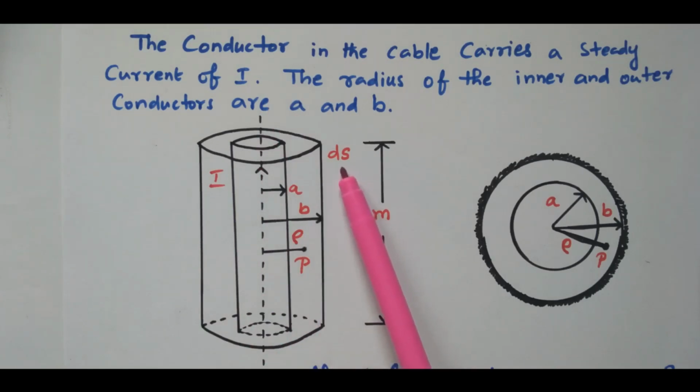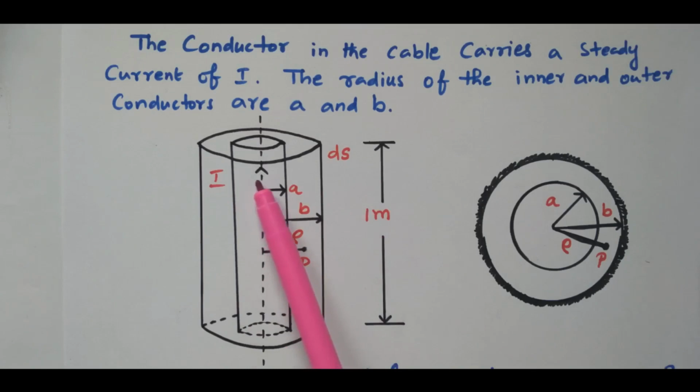The surface area is ds. The current I is flowing through this conductor. We consider 1 meter length of cable. The length of the cable is 1 meter. For calculation purpose, we consider one point P, which is in between A and B, greater than A and less than B. At that point the radius is rho meters. We consider one point P at a radius rho meter, that is in between A and B.